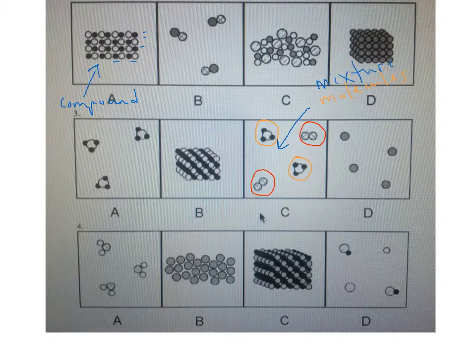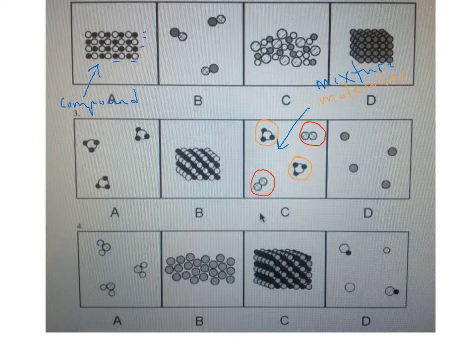And we know it's a mixture because each individual thing that's in box C is separate from everything else. What we can also look at here if we wanted to try to identify the state of matter is we could say that this is a mixture of gaseous molecules.